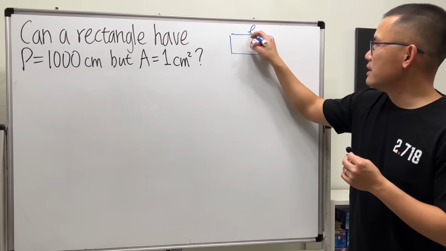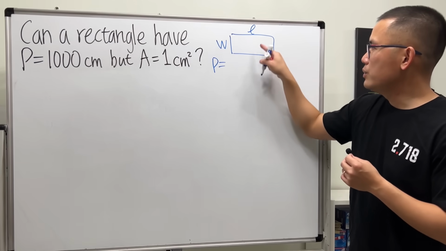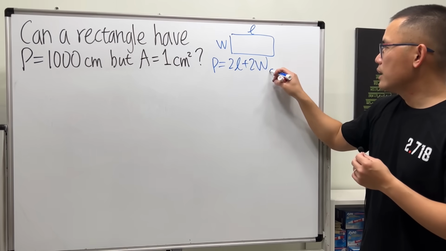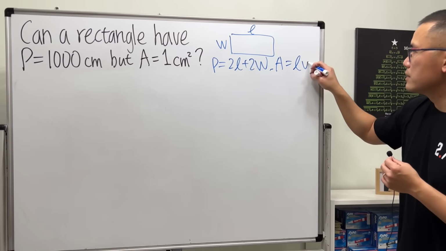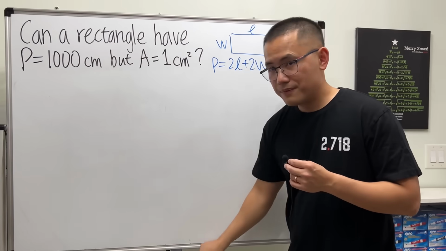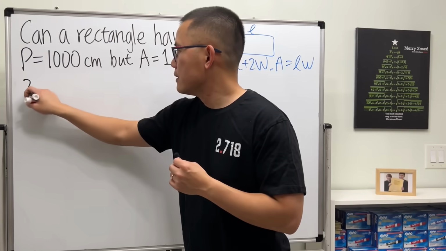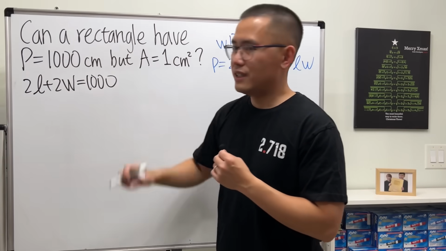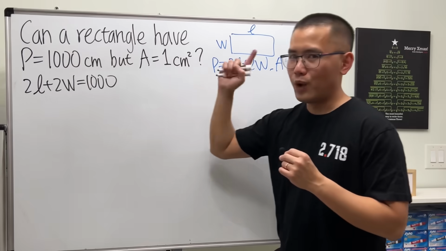Let's say we have the length here and then the width here. To get the perimeter, we need 2L plus 2W. And to get the area, we just need length times width, which is L times W. So, first, we will have to make this equal to 1000. So 2L plus 2W equals 1000. Next, we'll just have to make L times W equal to 1.